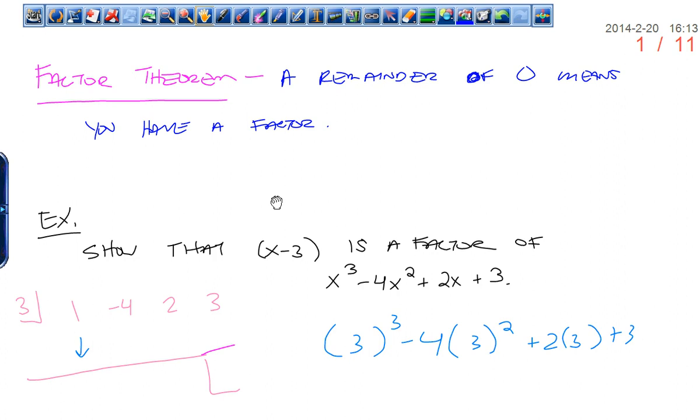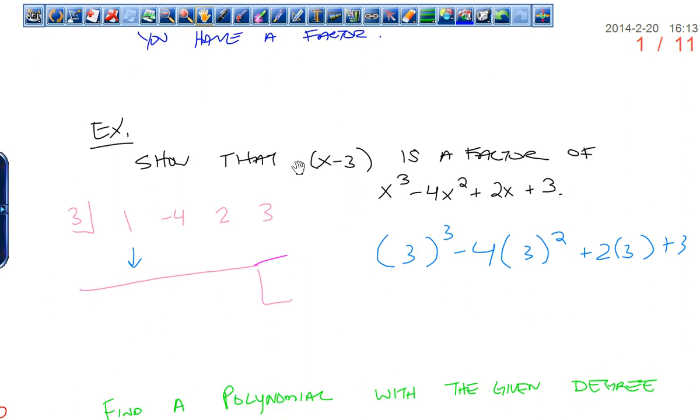So we're going to show that x minus 3 is a factor of this whole thing. So if you take 3, put it into the remainder theorem, and we get 0, that means that x minus 3 is a factor. Or if we do our division here, there we go, and our remainder is 0, that means this is a factor. So yes, it is a factor.